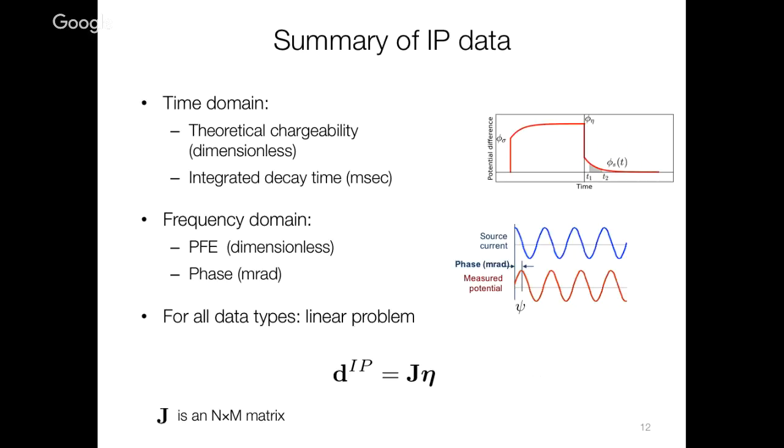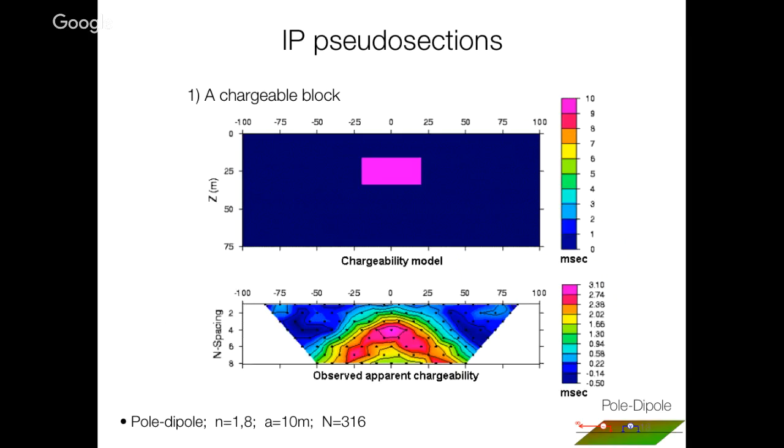So just to summarize, we could do both data in the time and frequency. We could write it like that. That's great, because this is a linear problem. It's like gravity. It's like magnetics. It's like crosswell tomography with straight rays. So let's look to see now what we get.